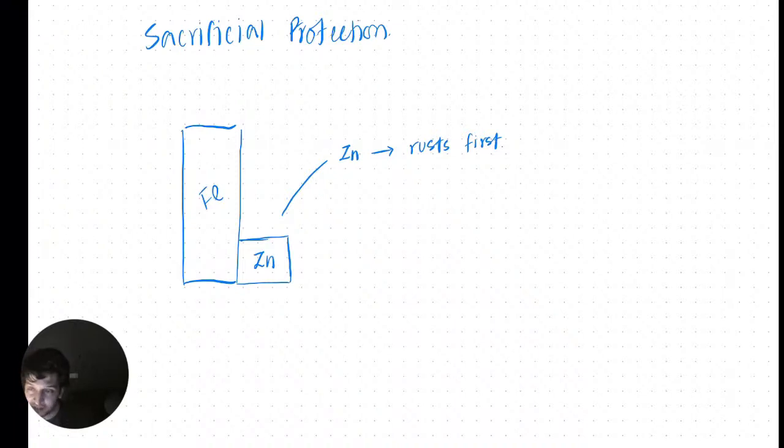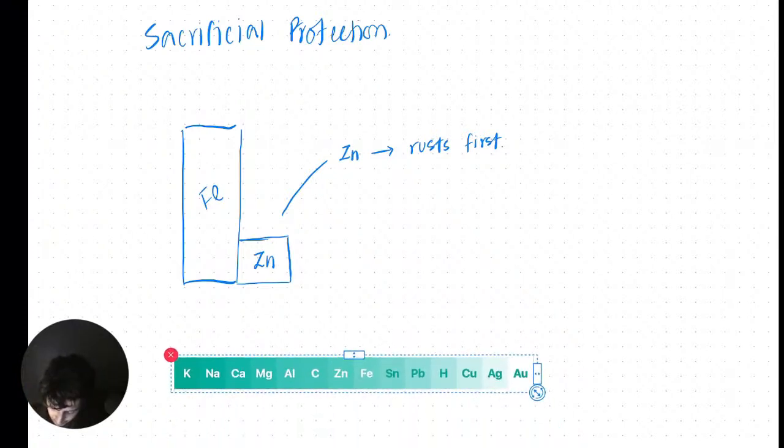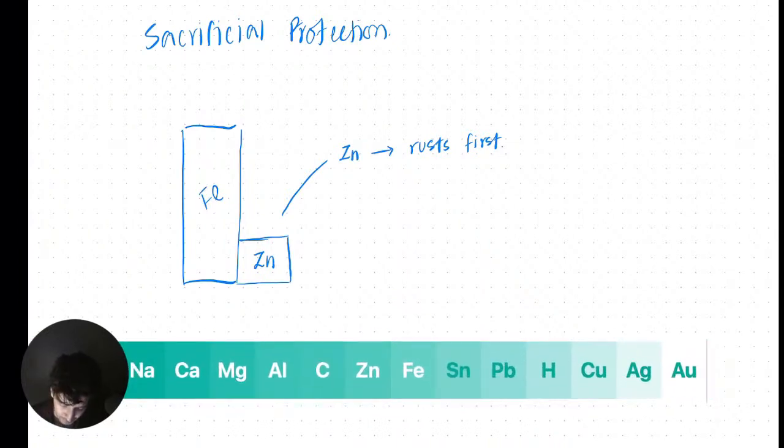No, more reactive. Zinc is more reactive. Let me summon the reactivity series again. Zinc is more reactive than iron. See, zinc is over here and iron is over here. So because zinc is more reactive, it'll react first. And once all of the zinc is gone, iron will start to react. Okay. Now, where do you use this? I hope this makes sense. You could use any other metal before zinc, and they'll do the same thing.